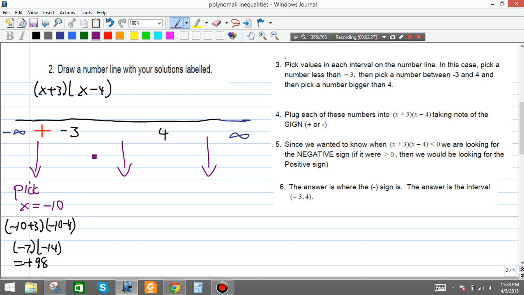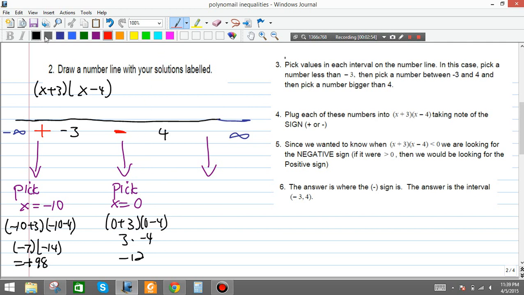Now I'm going to pick a number between negative 3 and 4. I'm going to pick x equals 0, and then I plug that in. So I get (0 + 3) times (0 - 4). That's 3 times minus 4, that's negative 12. So if you pick a value here, you'll get negative numbers.